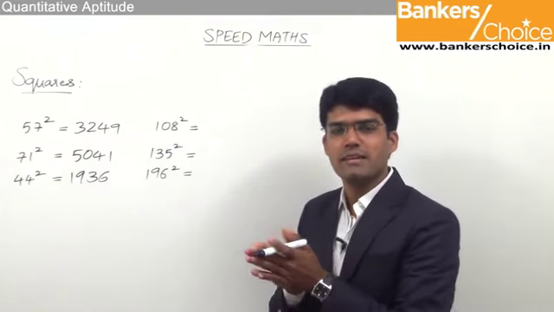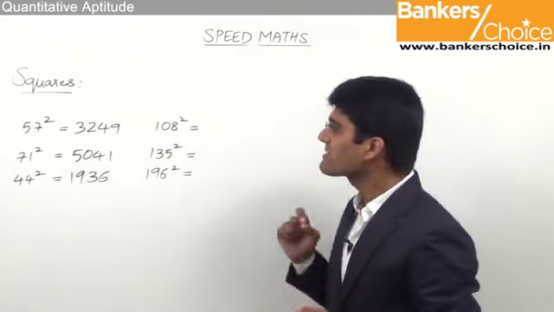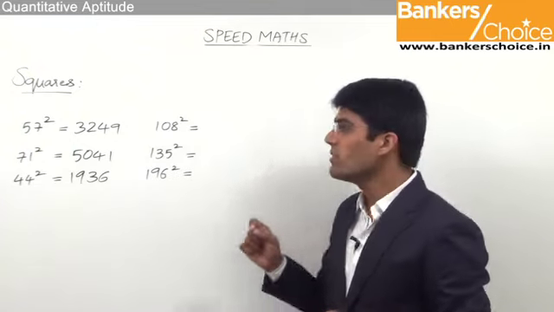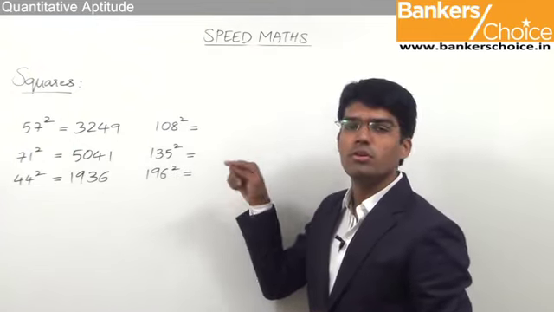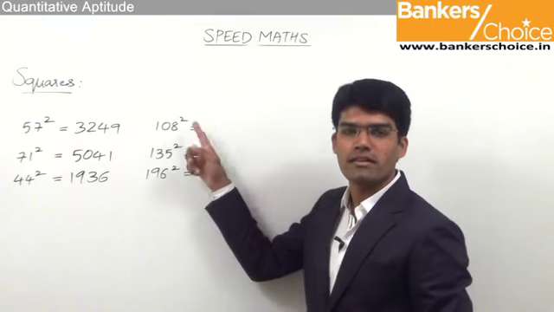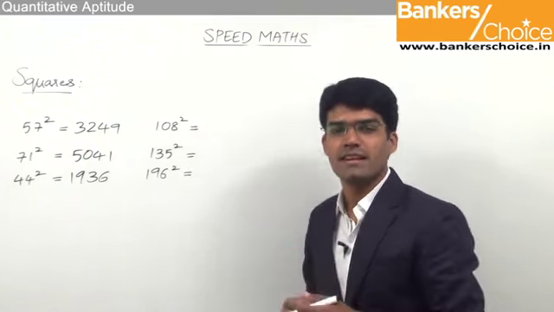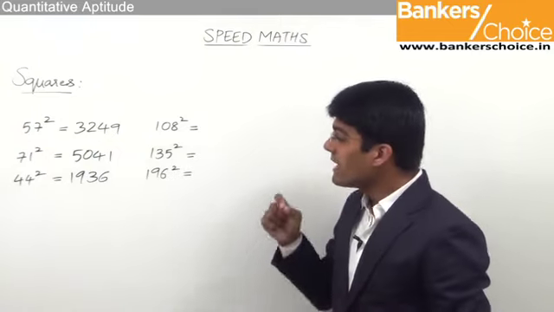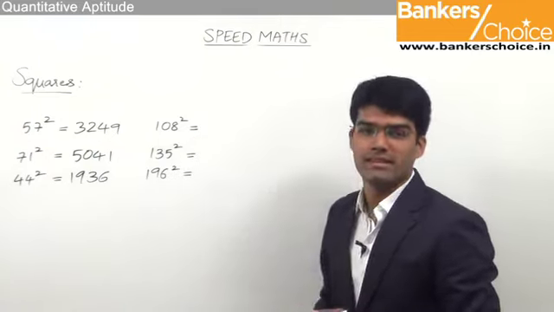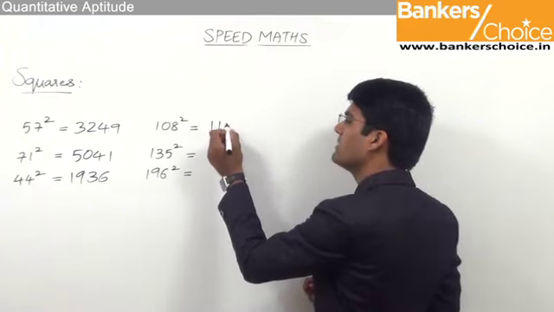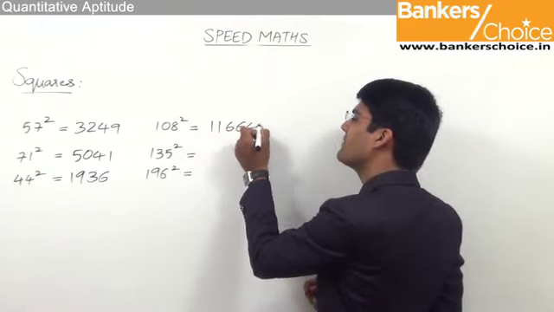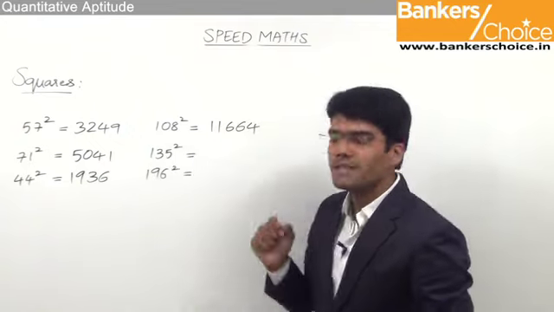So that should be taken as 100 plus 8 whole square. So the first term is 10,000. The second term, as we know, is nothing but x into 2 into 100, or 2x into 100. So 8 into 2, 16 into 100, 1600. So 10,000 plus 1600 is 11,600. 11,600 plus 8 square, that is 64. So the answer here is 11,664. The next one is 135 whole square.